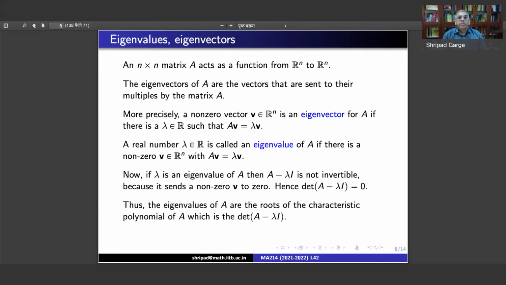Every root of the characteristic polynomial is not an eigenvalue, because even though you are working over real numbers, determinant of A minus lambda I will be a polynomial with real entries that may have complex roots. And clearly a complex root will not satisfy the equality AV equal to lambda V, where V is a real vector. Therefore, all roots of the characteristic polynomial are not eigenvalues. For eigenvalues, you have to get the corresponding eigenvector.